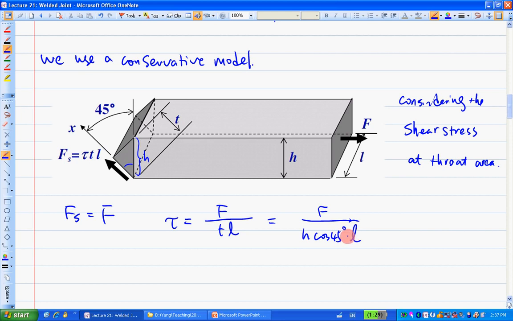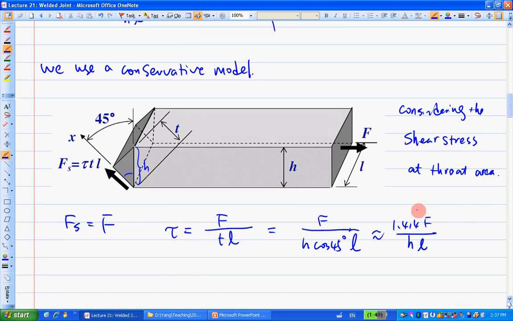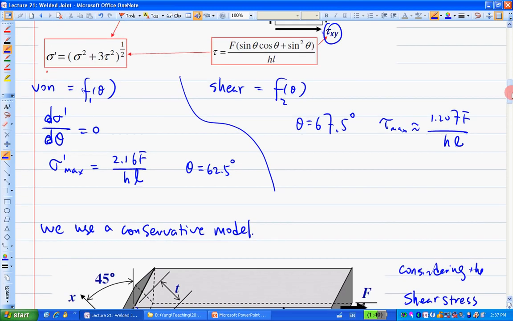Yes, 1/√2. So overall, if you simplify this one here, it'll be 1.414 F over HL. Okay, over HL. So with the conservative model, the shear stress is 1.414 F over HL. So now let's take a look at the comparison in here. This is a shear stress here, and what's this one here?